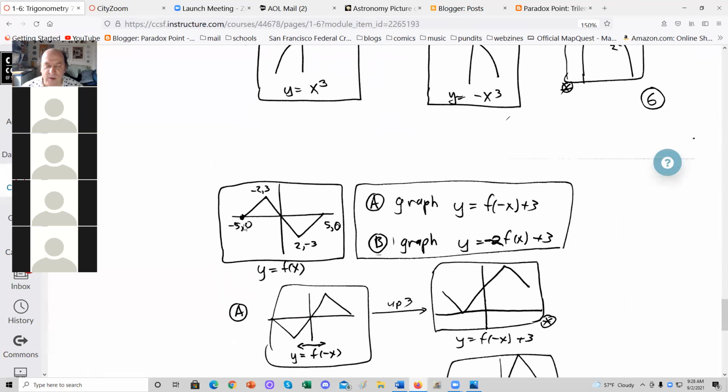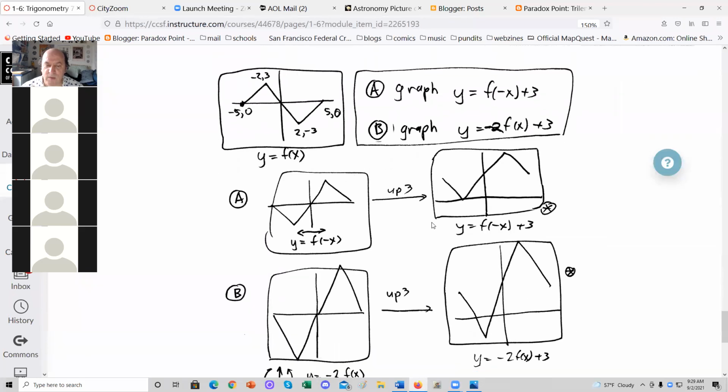All right, here we're given a function going through negative 5 by 0, negative 2 by 3. I guess I should include 0 by 0, 2 by negative 3, and 5 by 0. A, graph f of negative x plus 3, and B, graph minus twice f of x plus 3. Okay. For A, f of negative x, we flip left for right. So instead of this N-shaped graph, you get this S-shaped graph. That plus 3 moves it up 3, and it looks like this.